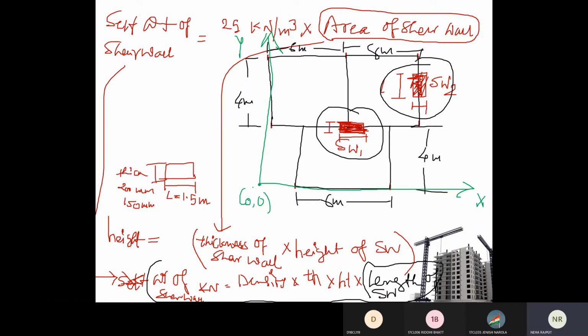Now xi is the CG distance of each and every element from the origin in the x direction, and yi in the y direction. Now here this is 6 meter, and the wall is provided at the center, right? If the length of this wall is suppose 2 meter, that is 2000 mm or 2 meter, right? So 1 meter will be at this point, 1 meter at this point, right? So this is 6 meter.